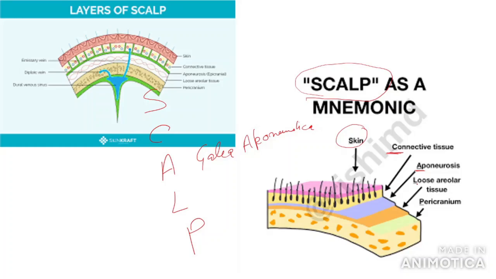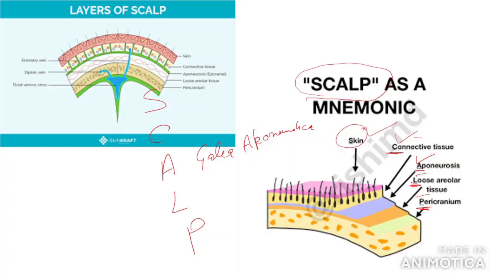Then you have L. L stands for loose areolar tissue. And then P stands for pericranium. So learn with me. What are the layers of the scalp? We remember it by a mnemonic called scalp. S-C-A-L-P. S stands for skin. C stands for connective tissue. A stands for aponeurosis or known as Galea aponeurotica. L stands for loose areolar tissue and P stands for pericranium.